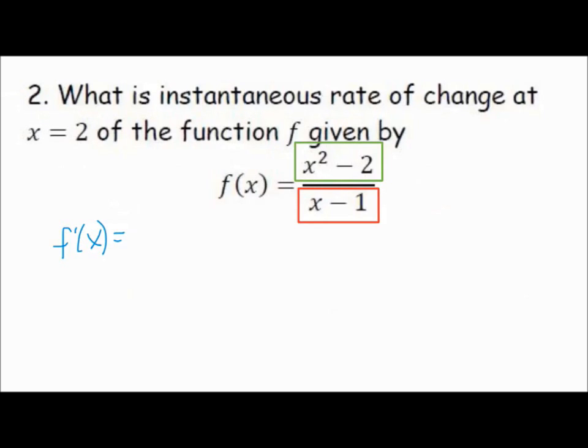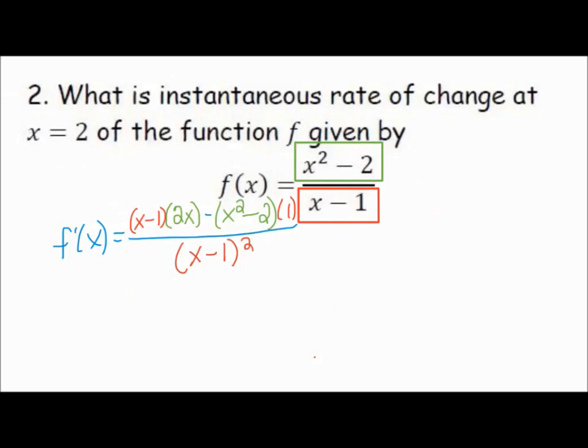my low, which is x minus 1. Please use parentheses, times the derivative of my high, which is 2x, minus my high, which is x squared minus 2, times the derivative of my low. In this case, it's just going to be 1. And this is all over my low, which is x minus 1, and I'm just going to square it.